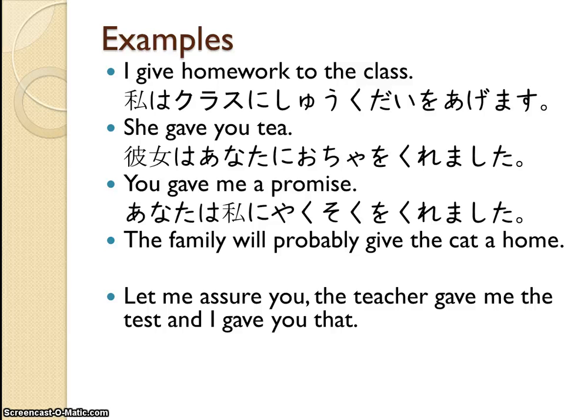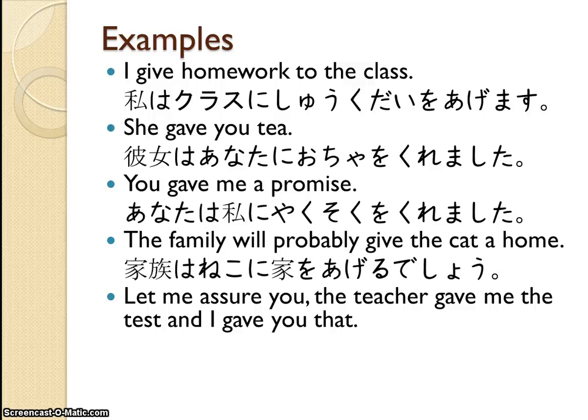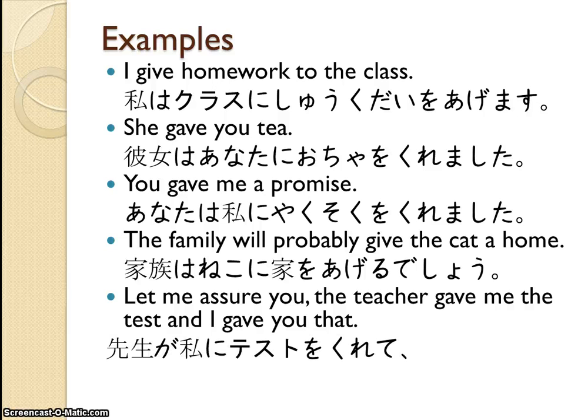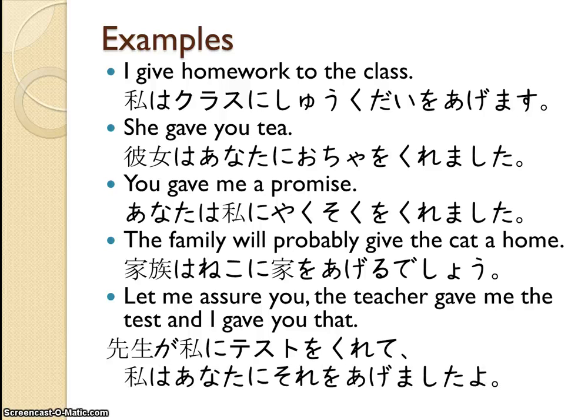The family will probably give the cat a home. The family is giving to the cat, so it's somebody to somebody else. By default, you're using あげる. 家族は猫に家をあげるでしょう. Let me assure you, the teacher gave me the test and I gave you that. This one has two parts. Let's do the first one: the teacher gave me the test. It's somebody giving to me, so it goes from outside to in. 先生は私にテストを and then it'll be くれて. And I gave you that: 私はあなたにそれをあげましたよ.